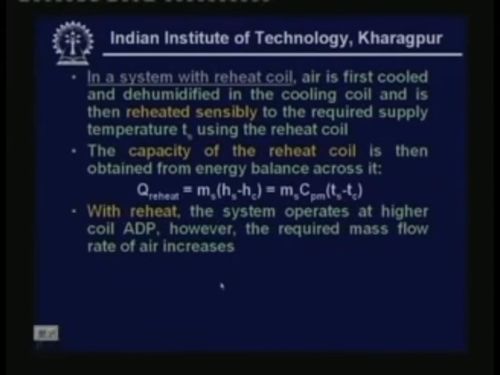So with reheat the system operates at higher coil ADP, that means you can expect a high COP of the refrigeration system, but the required mass flow rate of air increases. So, the benefit of the reheat coil is that you can operate your refrigeration system at a higher evaporator temperature, but there is also a disadvantage. First disadvantage, you are unnecessarily cooling the air to a lower temperature and then you are heating it. So, energy is required first for cooling and energy is also required for heating. It is actually wasteful use of energy.